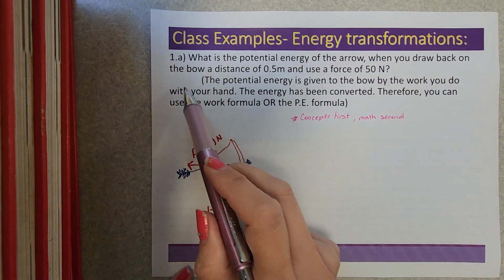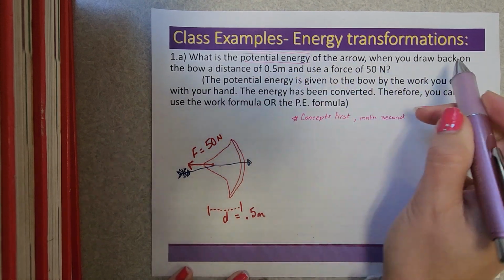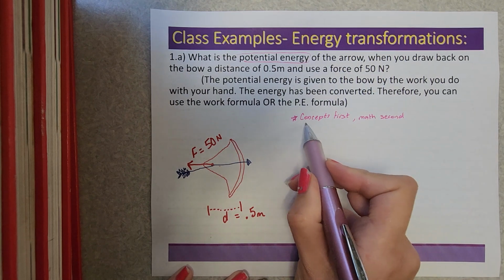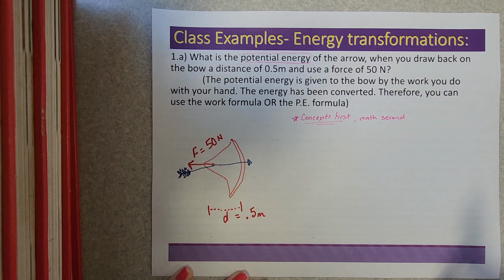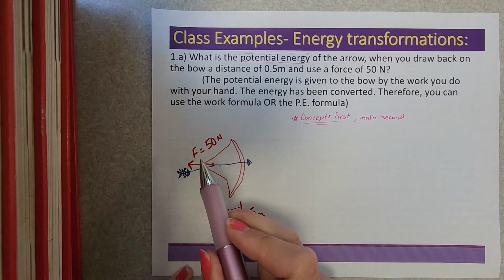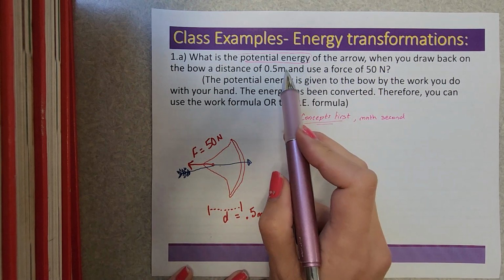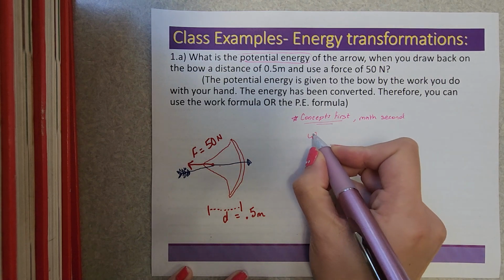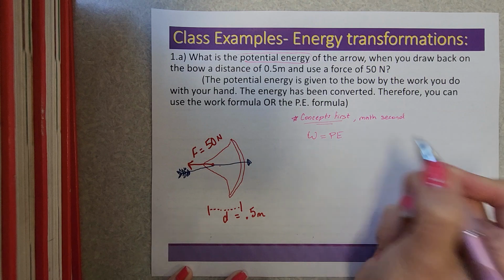Let's take a look. On 1A, what is the potential energy of the arrow? When you draw back a bow a distance of 0.5 meters and a force of 50 newtons, what do we know if we have distance and force? Well, force times distance tells us the amount of work input into the system. So the system here is the arrow. We're going to input 50 newtons times 0.5 meters worth of work. And whatever work we put into the system is equal to the potential energy we get out of the system.